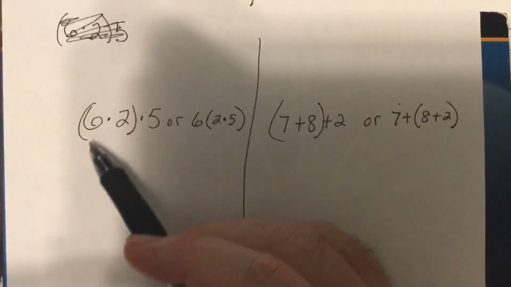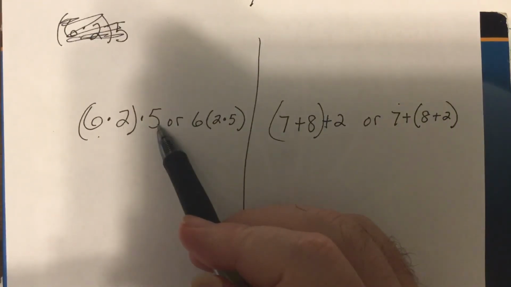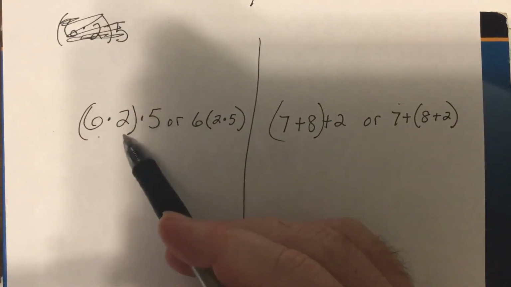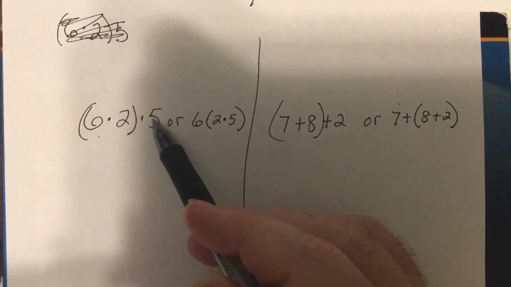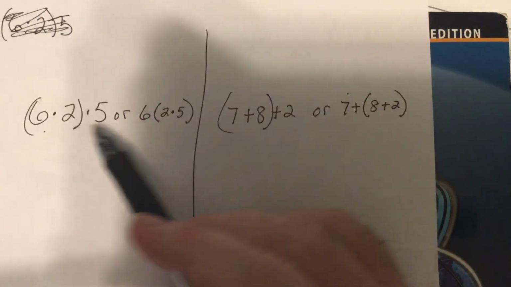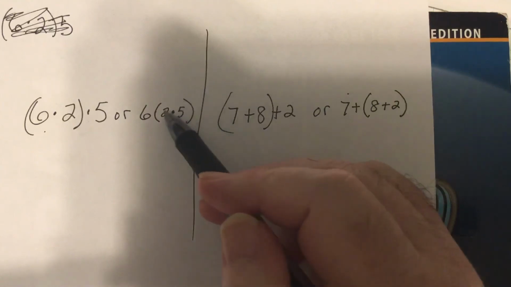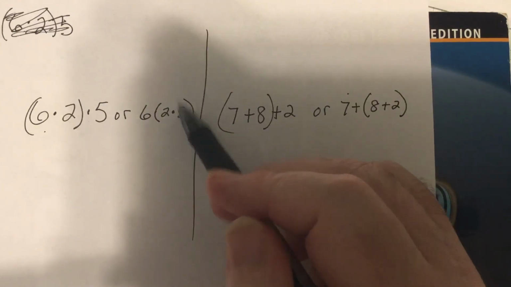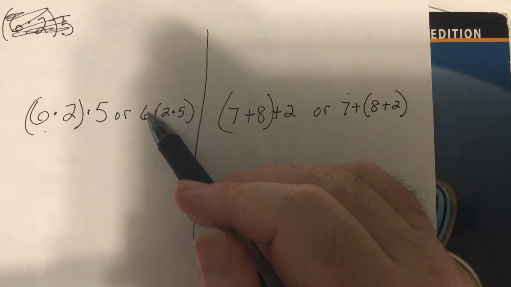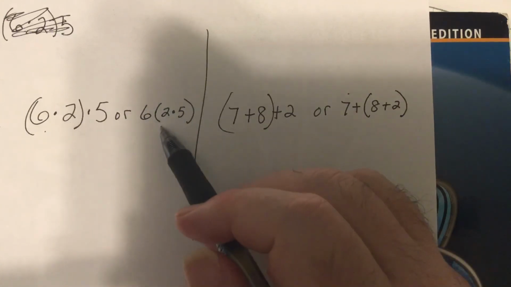So if I have three terms, 6 times 2 times 5, I could go 6 times 2 is 12, times 5 is 60. But if I just regroup it and do 2 times 5 is 10, times 6 is 60. That is so much easier.